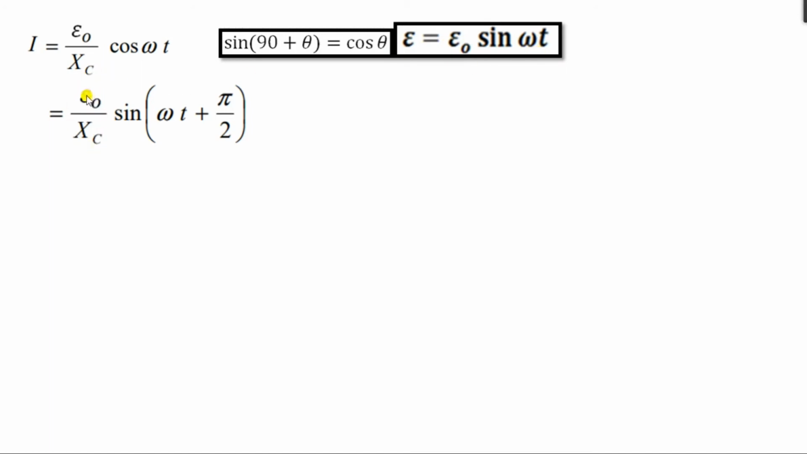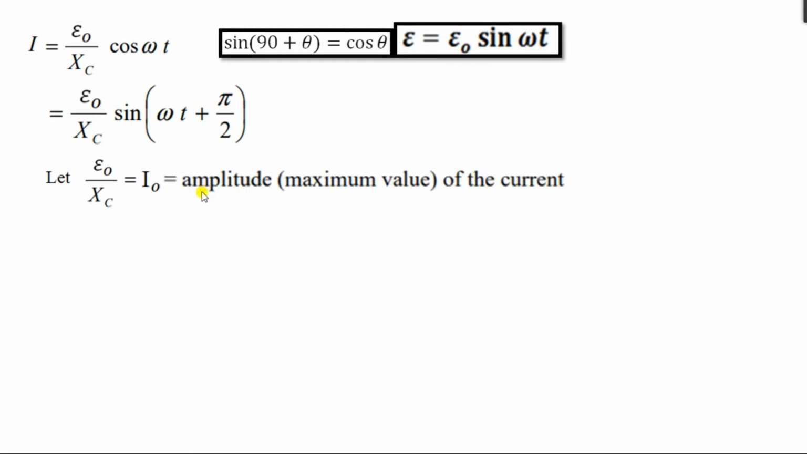So that means I can put E naught by Xc is equal to I naught, and I naught is the amplitude or maximum value of the current. So this is the final expression of the current, that is I is equal to I naught sine (omega t plus pi by 2). And if you compare these two equations, you can see the angle of the current is more than that of the voltage.